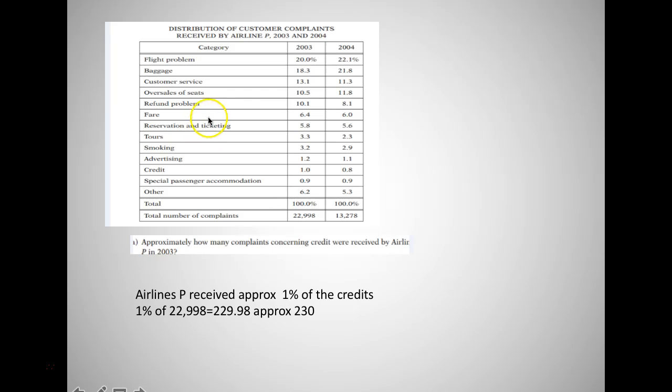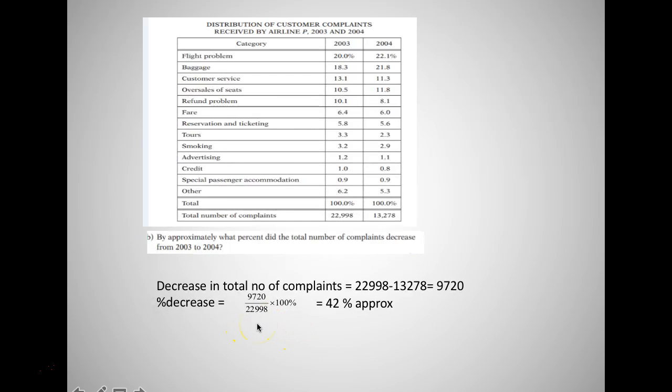Next, we have distribution of customer complaints received by airline P in 2003 and 2004. Approximately how many complaints concerning credit were received by airline P in 2003? Airline P received approximately 1% of the credits in 2003. So 1% of 22,998 would be 229.98. So the answer would be approximately 230.